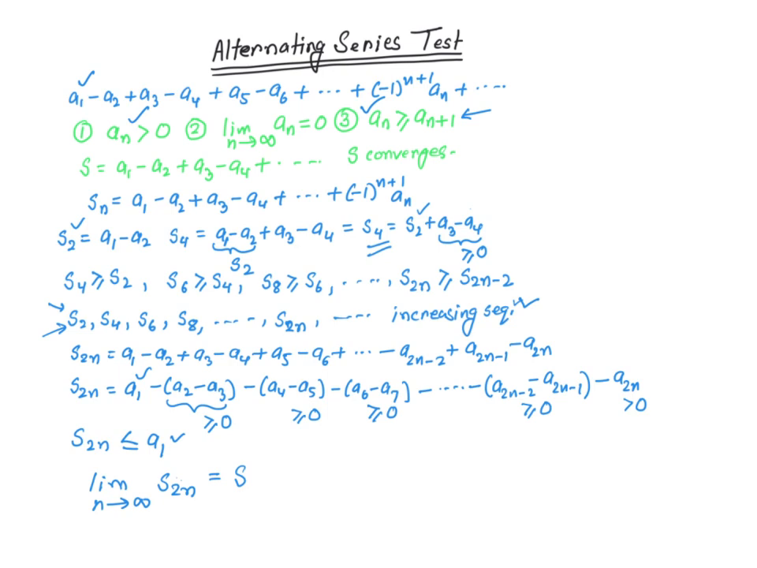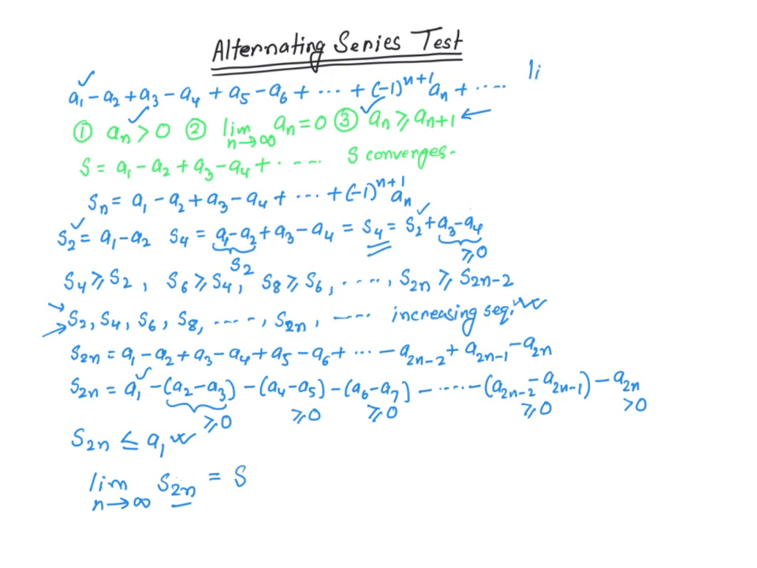So remember, the key thing here is that you have an increasing sequence and the sequence is bounded above by A sub 1. So by the monotonic boundedness theorem, the sequence must converge to S. Now we just showed it for even values of n, so 2n. What about S sub 2n plus 1? That means all the odd possibilities. We just showed that it converges for even cases. How about the odd cases? We can do that too.